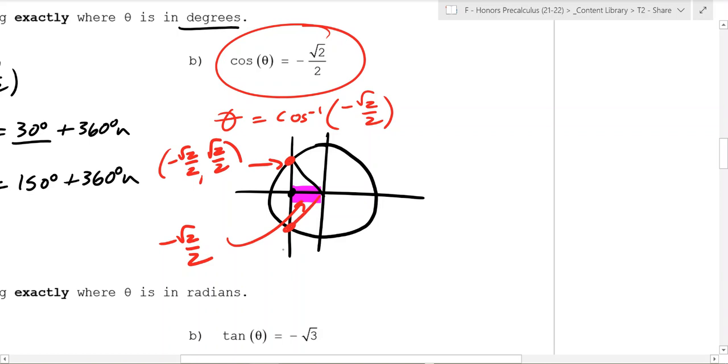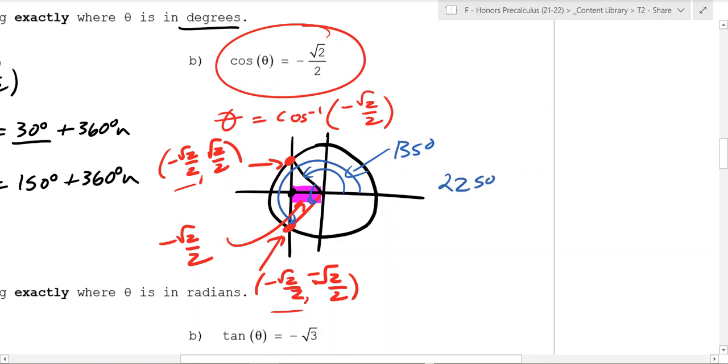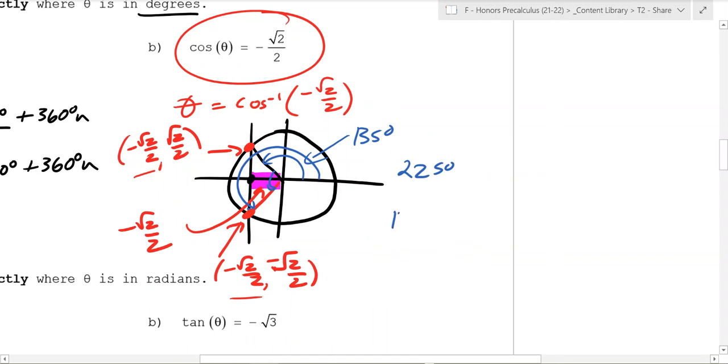And then this one is just a reflection right there. That is negative root 2 over 2, comma negative root 2 over 2. So they both have x-coordinates of negative root 2 over 2. So what are those angles right there? Well, that's going to be 135 degrees. And it's also, again, 90 degrees more to go from there to there. So going from here to here is the next angle, which would be 225 degrees. So the two answers here are going to be 135 degrees plus 360 n, and the other answer is going to be 225 degrees plus 360 n.